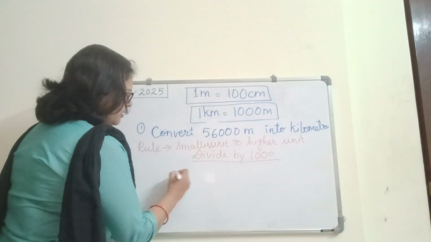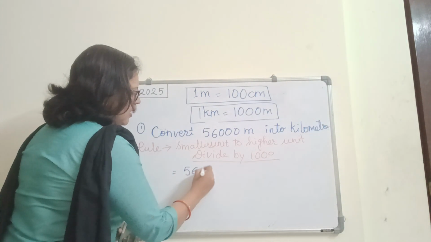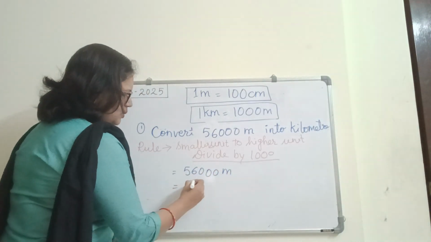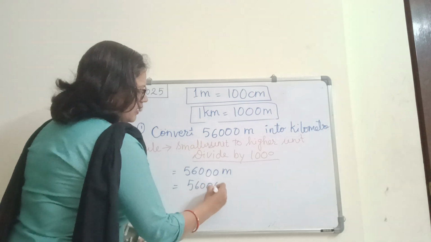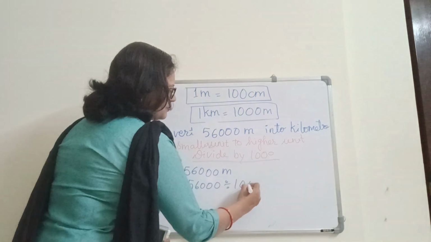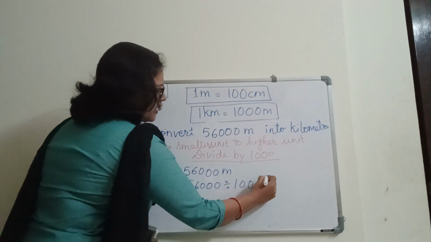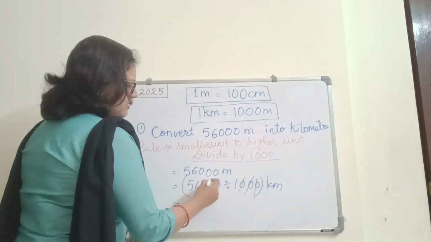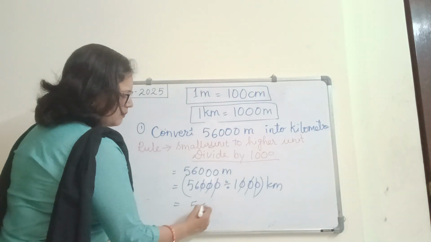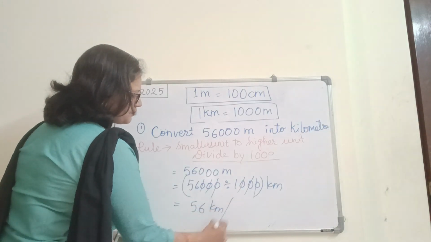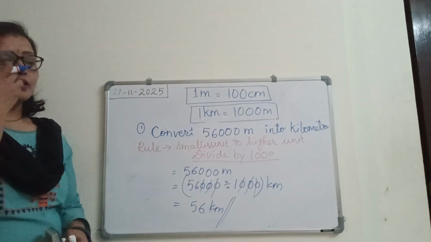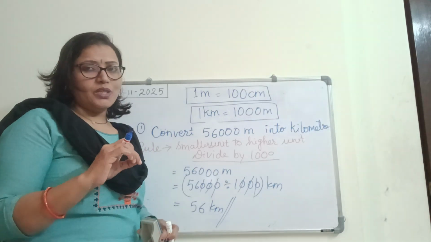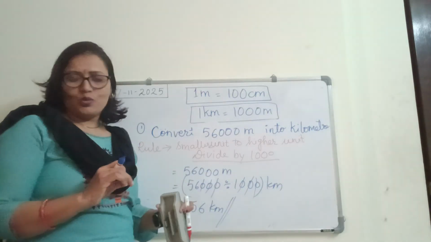So now take the question, 56,000 meter, we have to convert it, so 56,000 divided by 1000. That is a kilometer. Now these 3 zeros will cancel with these 3 zeros. We are getting 56 kilometer. So this is your answer. So hope you understand how to convert meter into kilometer. You have to divide here by 1000.